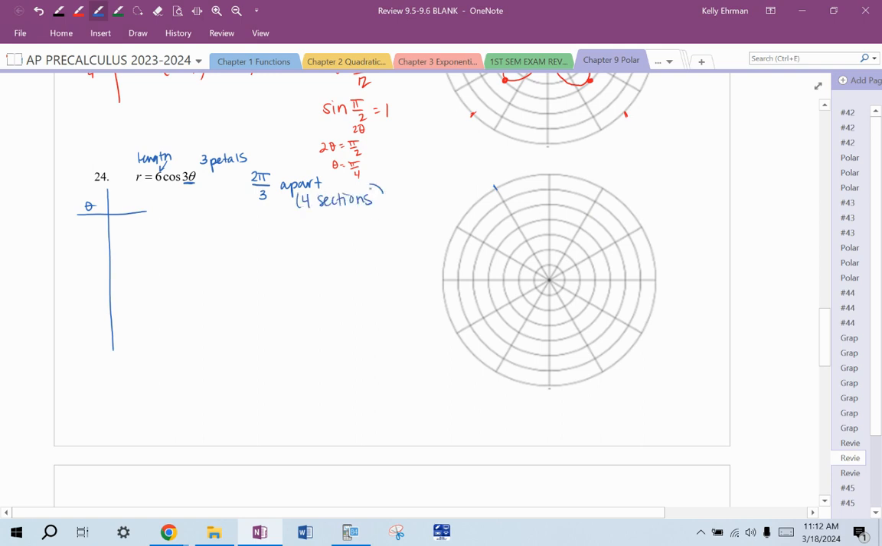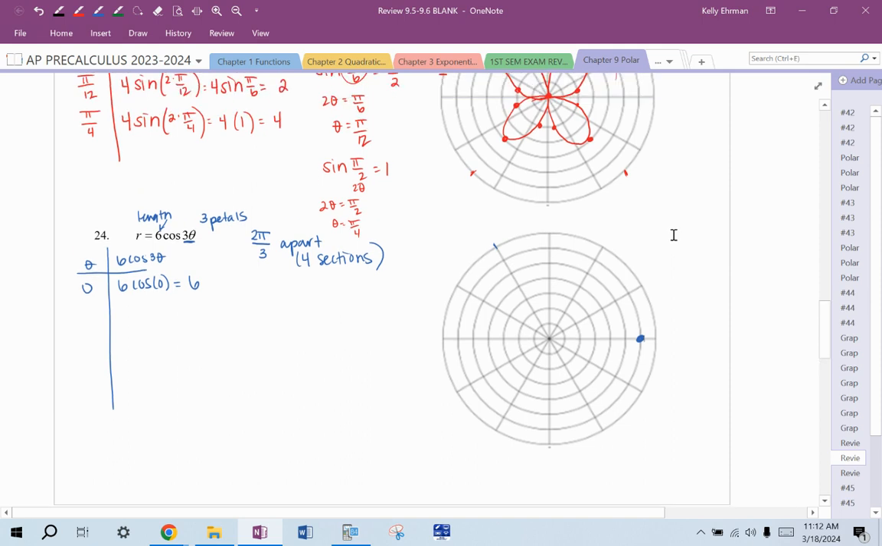I guess I should probably be calling them sectors, but whatever. All right, so if we put in 0, we get 6 times the cosine of 3 times 0, which is still 0. Cosine of 0 is 1. So we face 0, and we go out 1, 2, 3, 4, 5, 6. If you've done enough of these now in the homework, you might have picked up on this pattern.